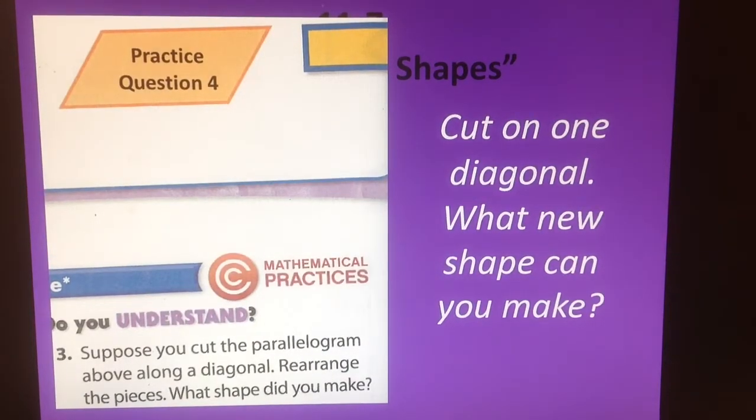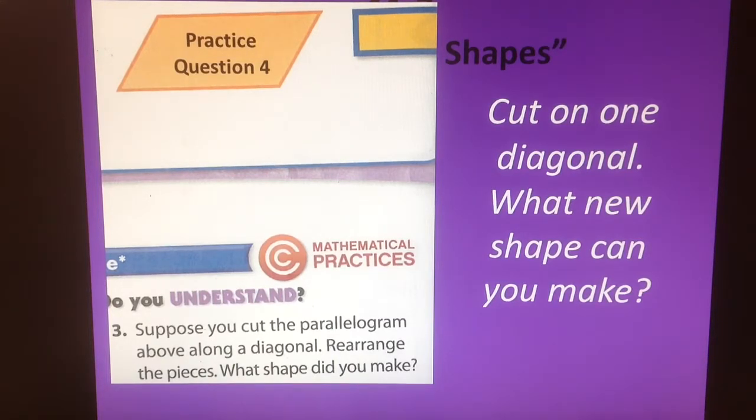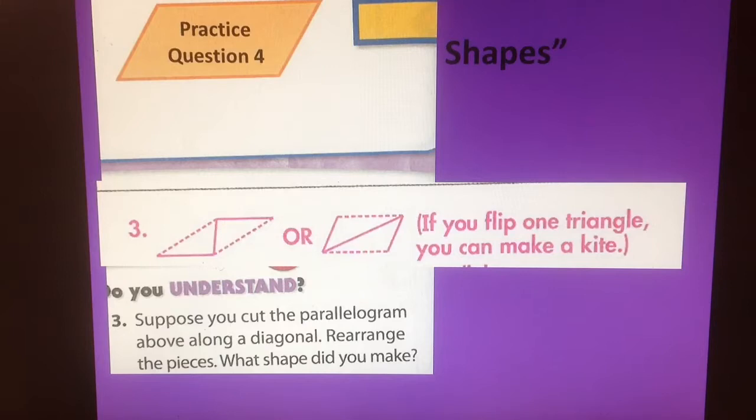Okay, so parallelogram now. It's up at the top. Cut on one diagonal and then try to make some new shapes. And you can just talk about what new shapes you made. These were a couple, and I think there's some more correct answers as well.